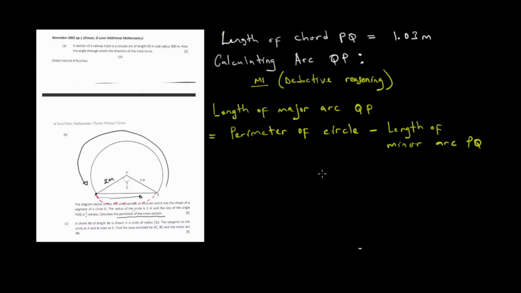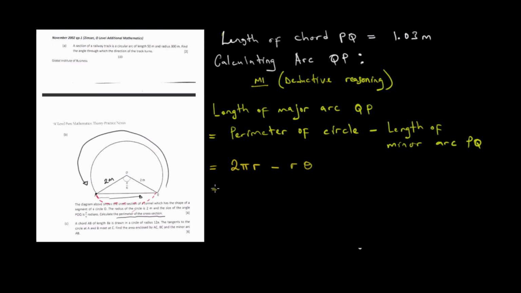So now, the length of major arc QP. Please understand this. If you don't understand, I'm going to come with a second method. It requires you to be more careful, but it gives the same answer. So the length of major arc QP is equal to the perimeter of the circle, we know that is 2 pi r, subtracting the length of minor arc PQ. The length of minor arc PQ we know is r theta.